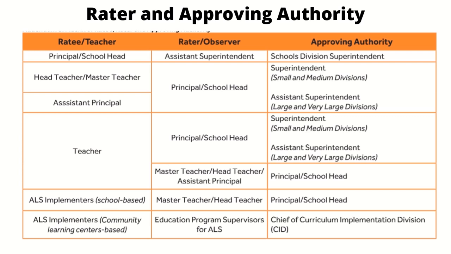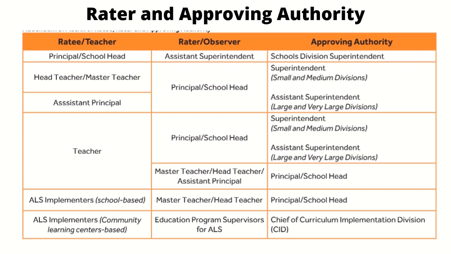Okay, next situation. What if you're the head teacher or a master teacher? Who will be your rater? Well, your rater will be the principal of your school. This includes assistant principals. So if you're an assistant principal, your rater will be the principal of your school or the TIC of your school. And who will be the approving authority? Well, for small and medium divisions, the superintendent should be the approving authority. For large and very large divisions, the assistant superintendent is the approving authority.